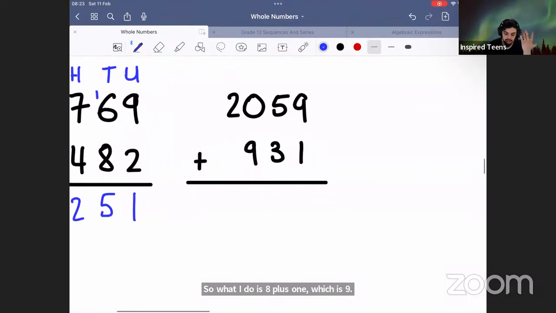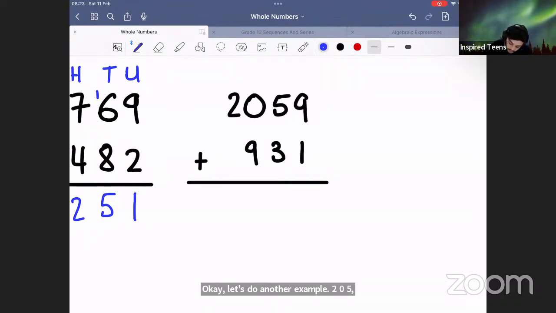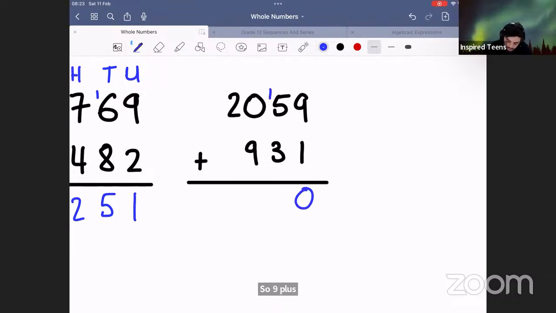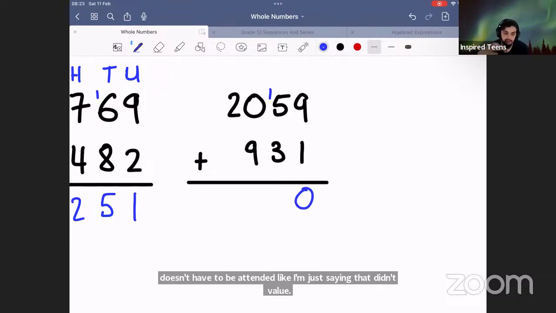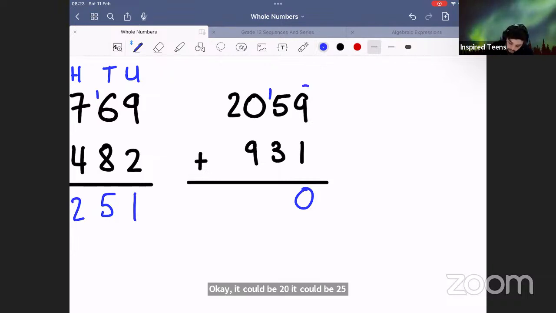Okay, let's do another example. 2059 plus 931. So 9 plus 1, that's 10. Okay, that's a 2-digit number. I write down my unit, carry the 10. It doesn't have to be a 10. I'm just saying the 10 value. It could be 20, it could be 25, it could be whatever, right? So it's never going to be, but I'm just saying.